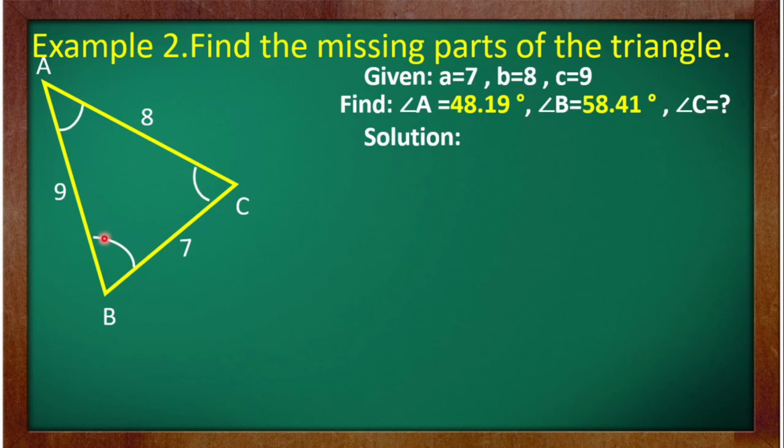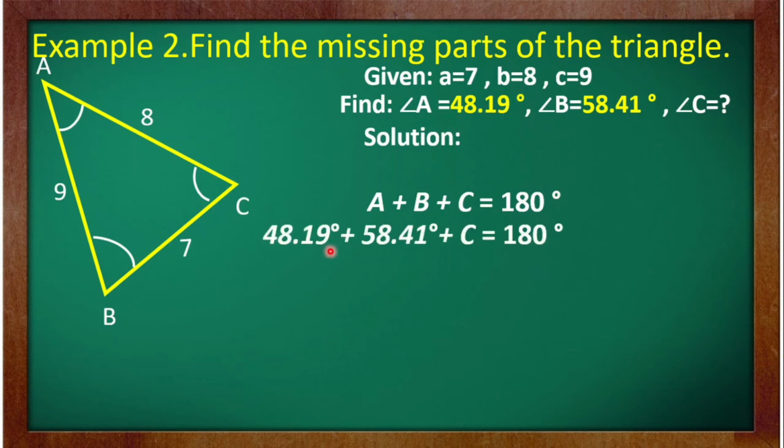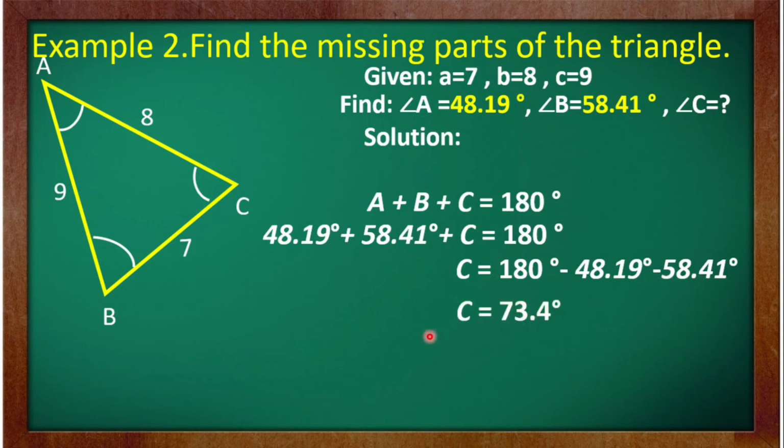So i-add lang natin yung interior angles. Angle A plus angle B plus angle C is equal to 180. Then yung angle A natin is 48.19 degrees. Then angle B is 58.41 degrees. Then plus C is equal to 180. Then transpose natin yung constant. So C is equal to 180 minus 48.19 degrees minus 58.41 degrees. So ang magiging value ngayon ng ating angle C ay 73.4 degrees. Nakuha na natin lahat ng missing parts of the triangle.